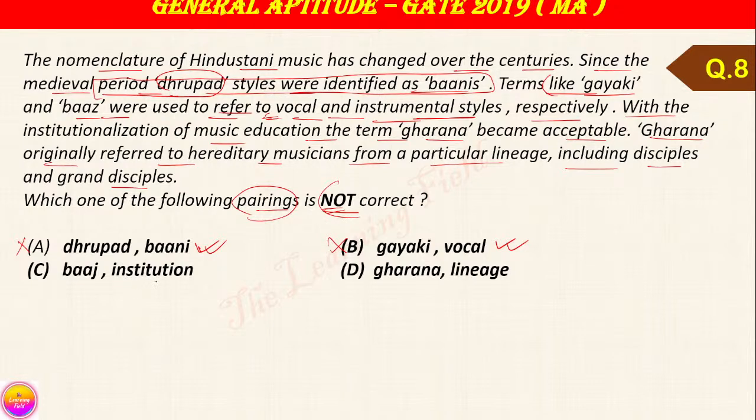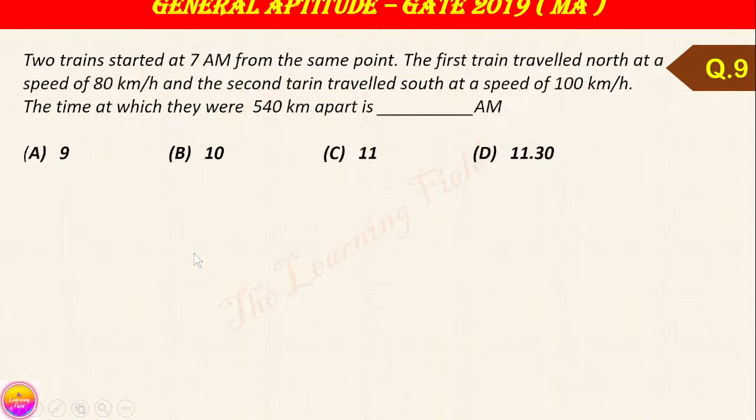Now Baj and institution. Here Baj is referred to what? Instrumental styles, not institution. So this is not correct. Therefore our answer, the incorrect pair, is option C here: Baj and institution. Also gharana and lineage: here it says that gharana originally referred to hereditary musicians from a particular lineage, so these two are also a correct pair. So our option C is the incorrect pair. Therefore our answer is option C here. Now we go to the next question.